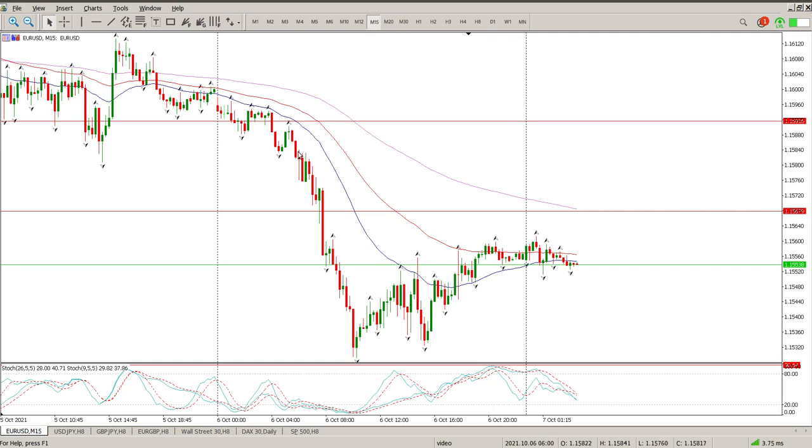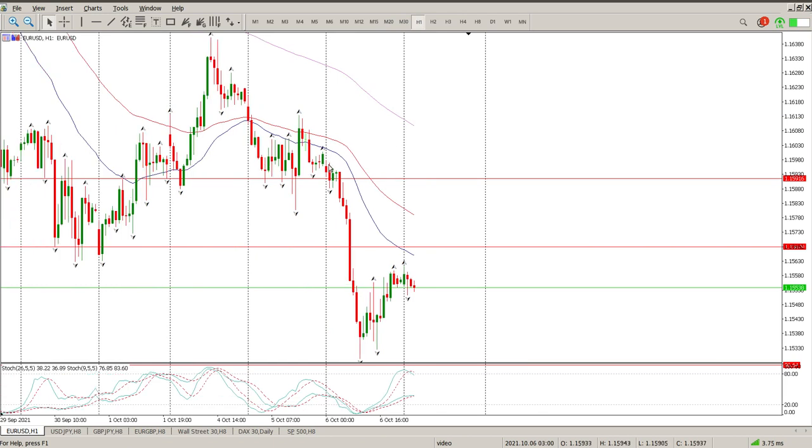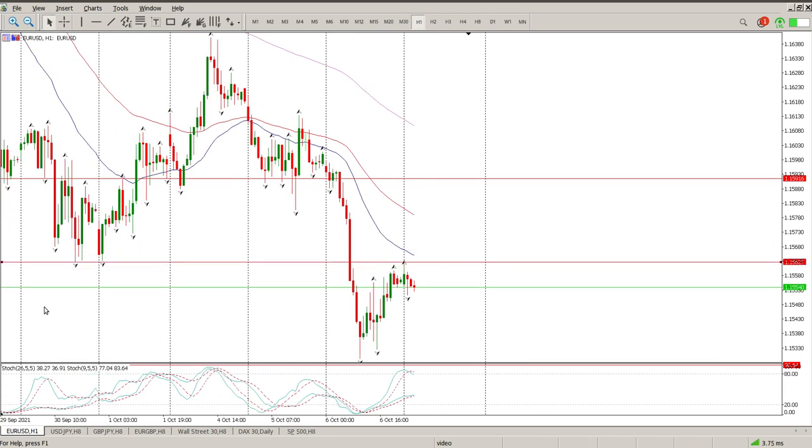Okay, so that actually played out fairly soon after we put the video out, and then just fell. A nice decent trade there. At the moment, I would expect some kind of a retest, and the retest we're looking for is this level right here.